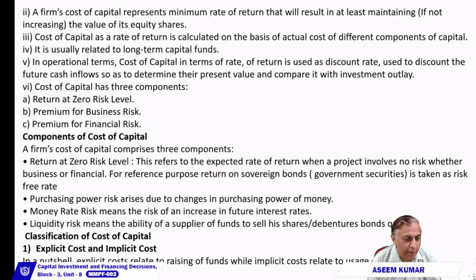Classification of cost of capital. Explicit cost and implicit cost. If you just look at it in a nutshell, explicit cost relates to raising of funds, while implicit cost relates to uses of funds.